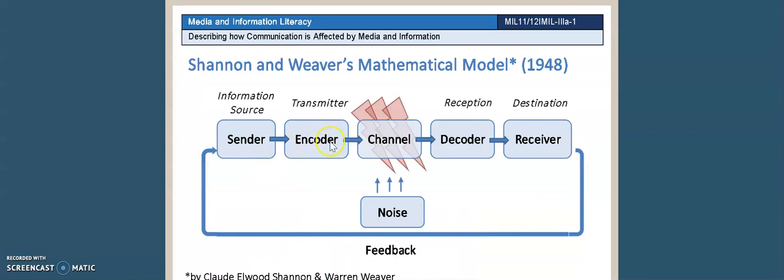While Shannon is an electrical engineer and Weaver a mathematician, their communication model shows the factors which affect transmission of communication message. It includes concepts such as information source, transmitter, reception, message, and noise.